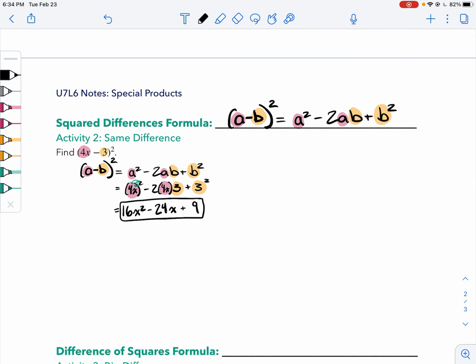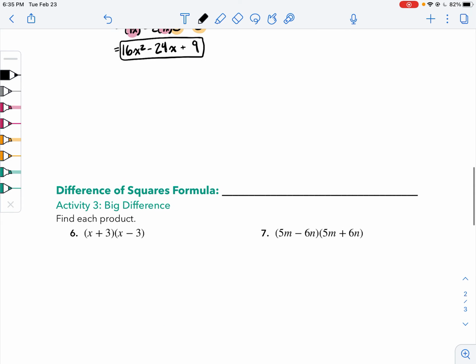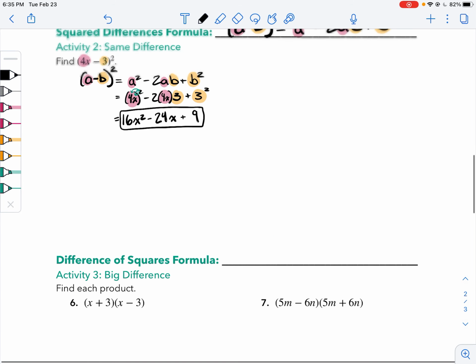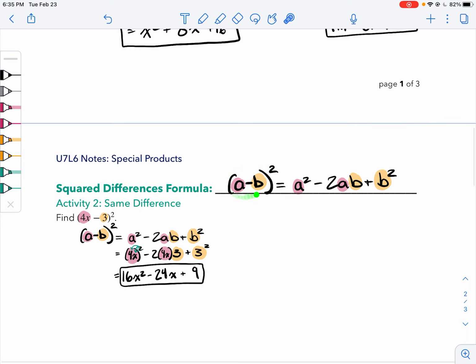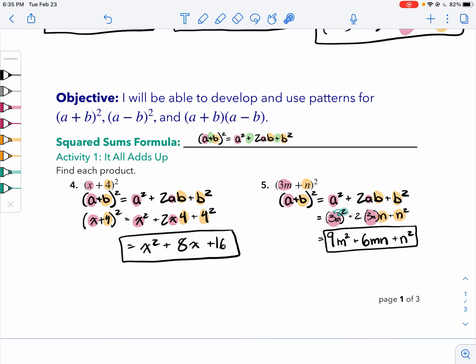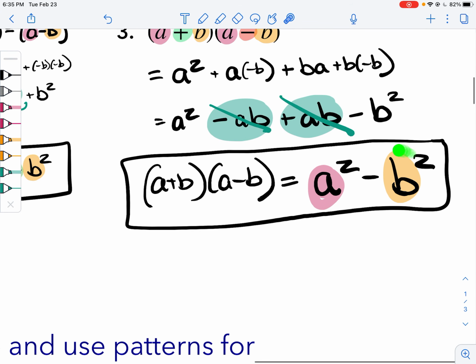Cool. And then finally, the difference of squares formula. We get the difference of squares not because of what we start with. Here we started with a difference that was squared, and here we have a sum that is squared. But we end with the difference of 2 square numbers. So this is unique in that sense.